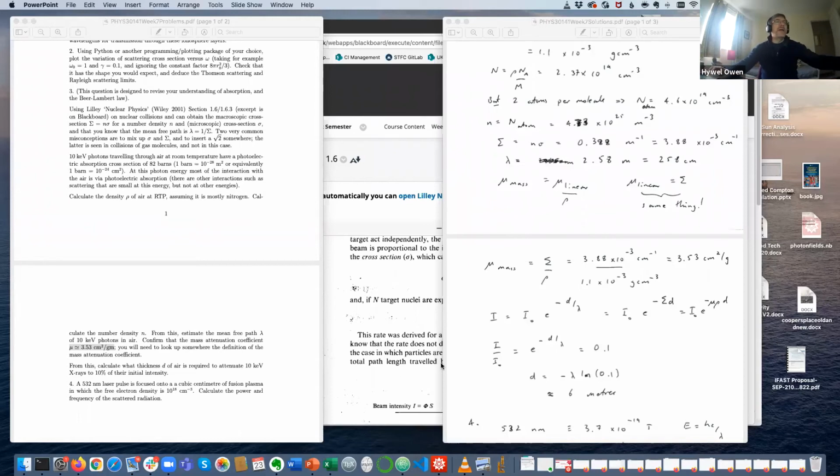And of course, our job here is to calculate the distance over which it drops to 10% of its original value. And it turns out that this number is about 6 meters. Okay, so that's how we do it for X-rays.